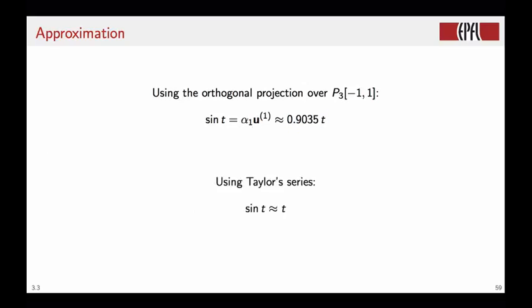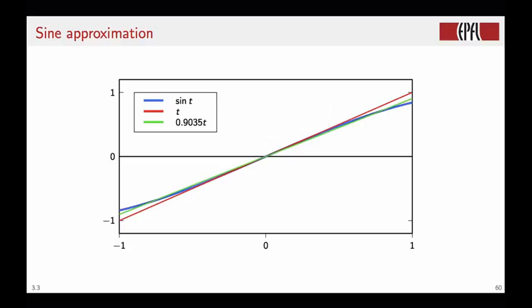If we do Taylor series, then the first order approximation of Taylor series is simply to take sine t equal to t. And so we're going to compare these two approximations. They look very similar, but one has been scaled a little bit. Now we see the approximation of sine, which is the smooth blue curve here, t is the red curve, and green is simply a scaled version. Doesn't look like a big deal.